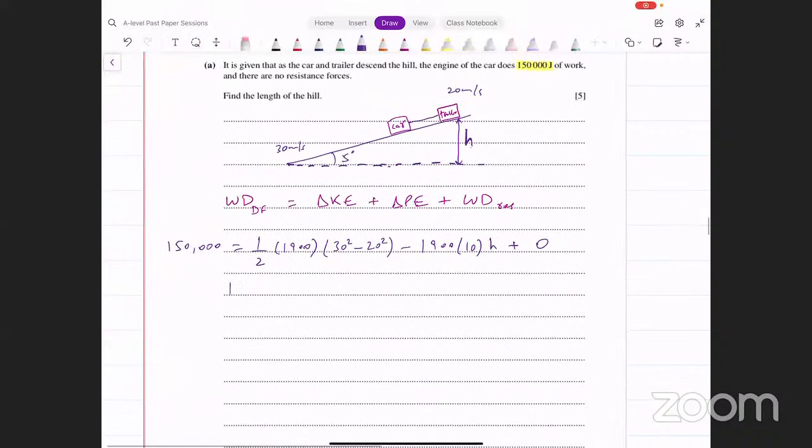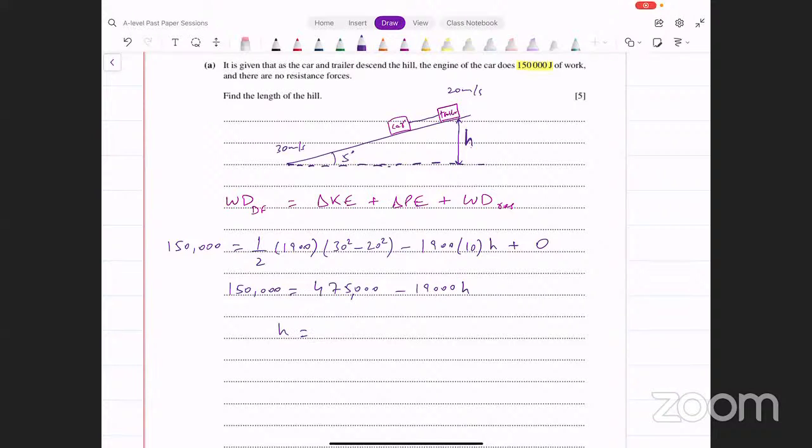We've got 150,000 on the left side. On the right side, we've got 950 into 30 squared minus 20 squared. And that gives me 475,000 minus 19,000 h. यहाँ से h की वैल्यू आ जाएगी. 475,000 minus 150,000 divided by 19,000, and that gives me 474.